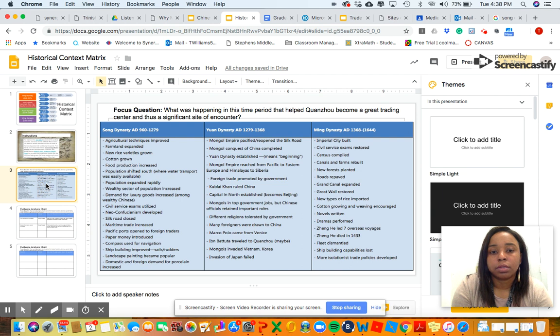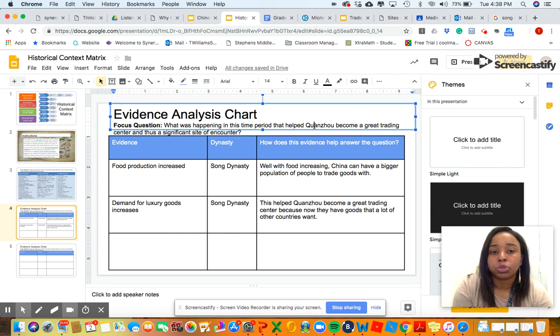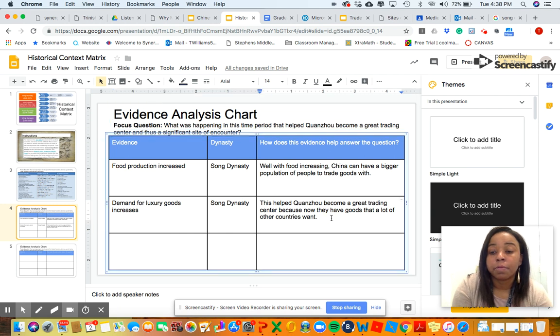You choose any of these things, but you have to connect it to how it's going to help Quanzu become a great trading center and a place where lots of people want to go. Hence the phrase site of encounter, somewhere where lots of people are trying to go.